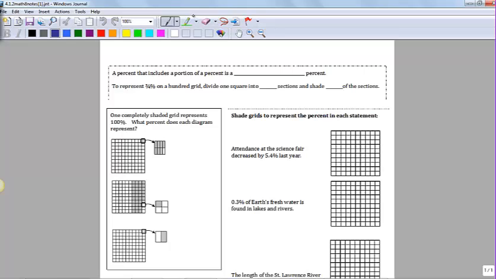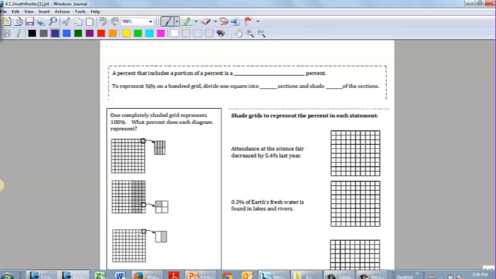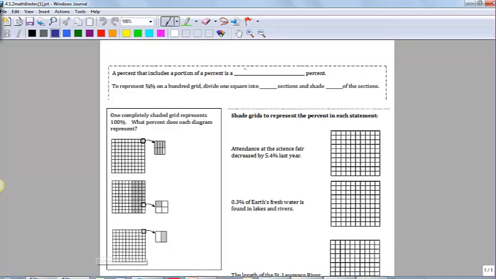Okay, welcome back. So hopefully you got some good examples of using percents in everyday life that we'll talk about in class next day. Let's talk about when we have percents that are smaller than 1. So if we're looking at a percent that includes a portion of a percent, we call this a fractional percent. So you could write in the word fractional.